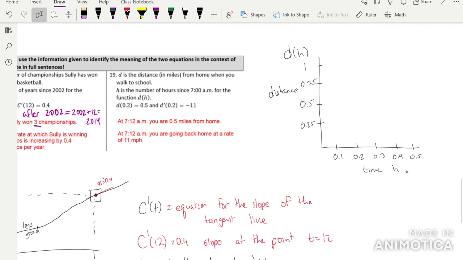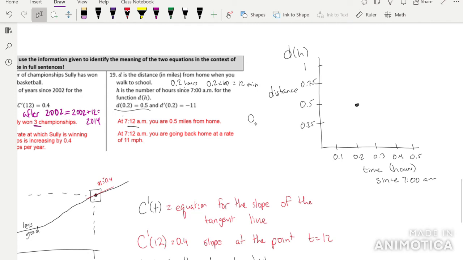Now, the units are in hours, and this is hours since 7 a.m. So the first thing is 0.2 hours, which is 0.2 times 60, which is going to give me 12, so it's 12 minutes. So first part of the answer, this is how they get that 7:12. So evaluating the function, it says at 7:12, you're half a mile from home. So you're somewhere here.